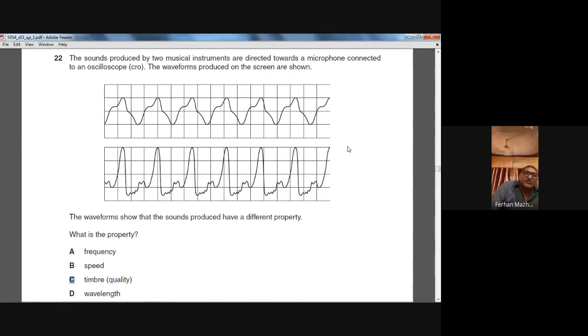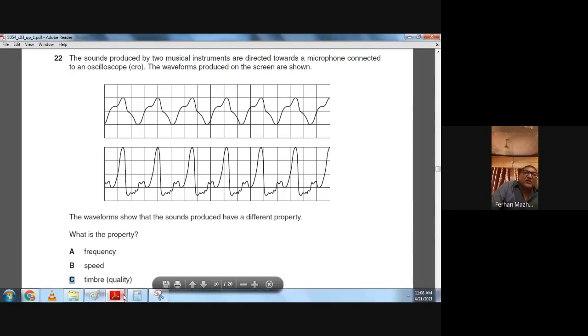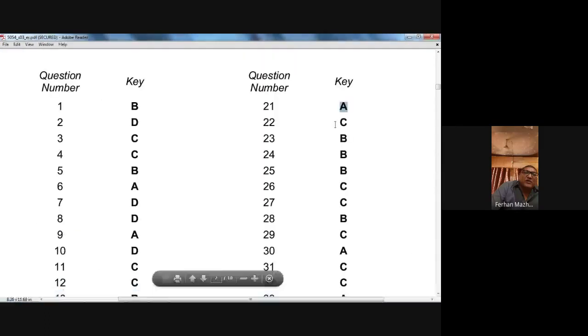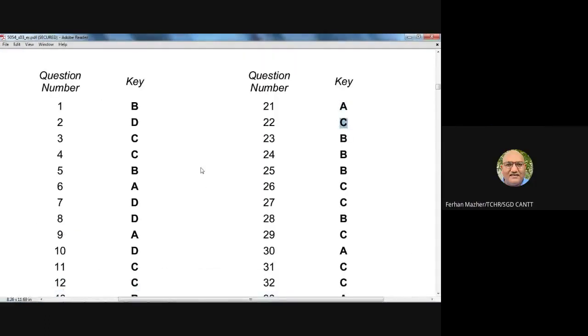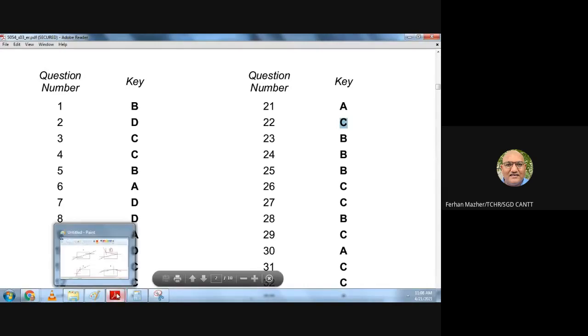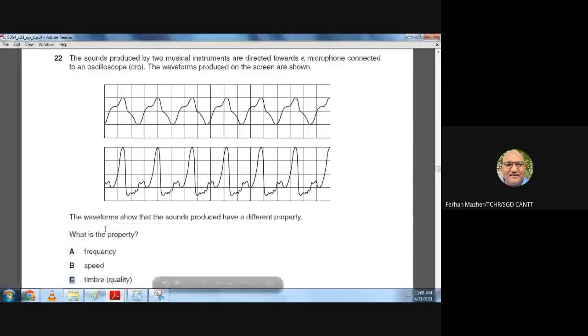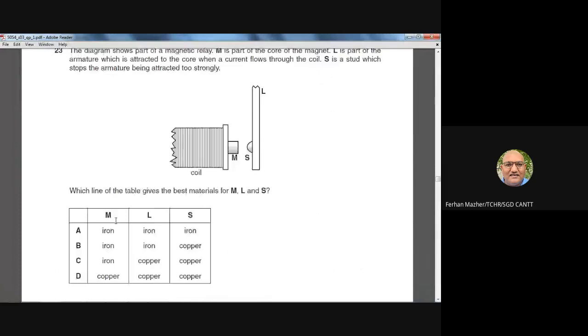So I think question number 22, C is the option. Let's check. Maybe we are right. 22C is the right option, sir. Okay, let's move to the next question.